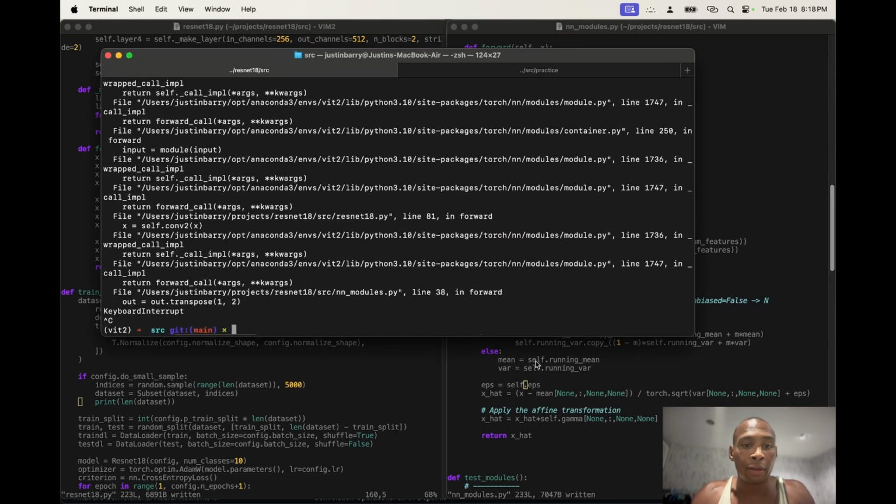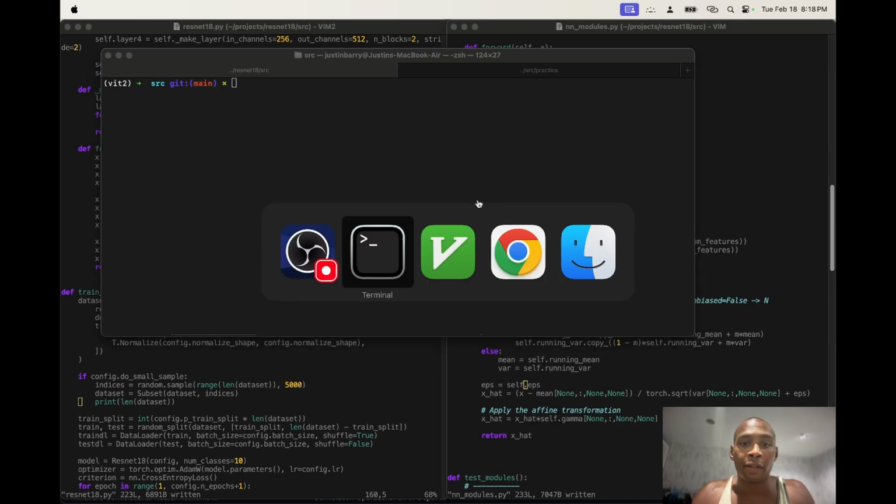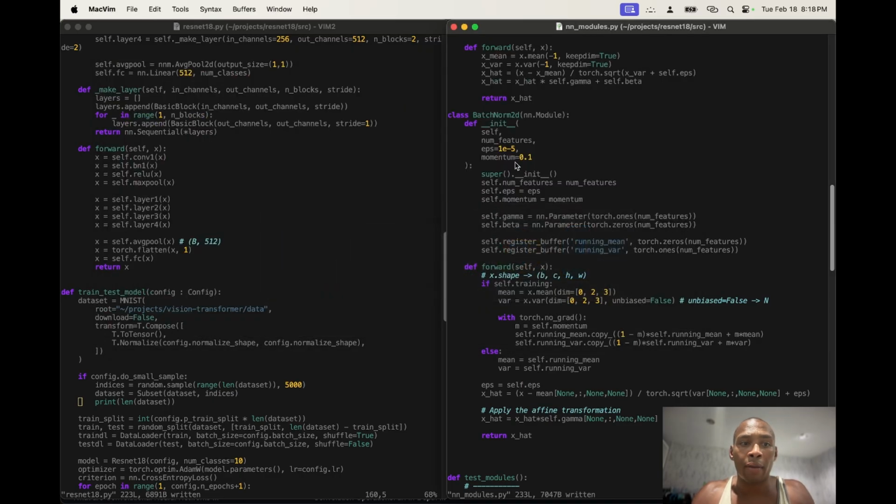The real test is going to be when we scale it up on CIFAR-10, but yeah, there you go. Implemented batch norm. Hopefully this is fully correct. We'll know for sure when we scale it up, but I'm pretty sure this is correct. If not, we'll make any small adjustments that we need to.